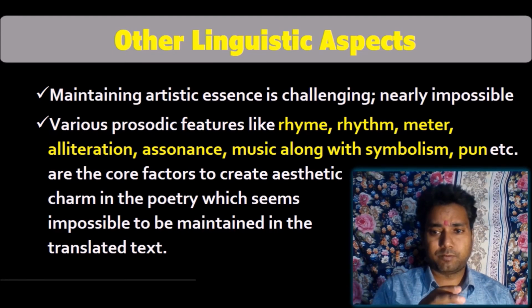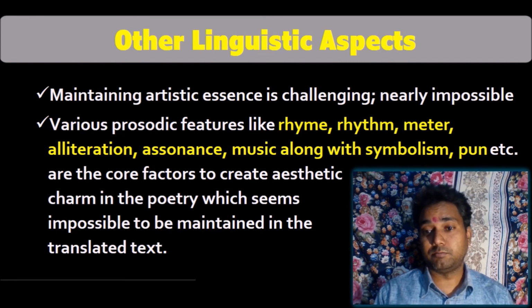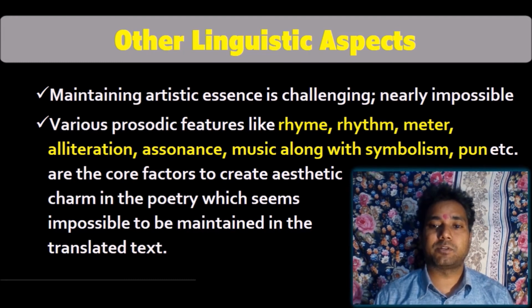Various prosodic features and devices like rhyme, rhythm, meter, alliteration, assonance, music utilized in the poetry are almost impossible to translate as such. Different metrical patterns are to be sacrificed because of the peculiar nature of each language. For example, heroic couplets written in iambic pentameter in English language would be really challenging to be reproduced or translated with equal grace in any other languages.